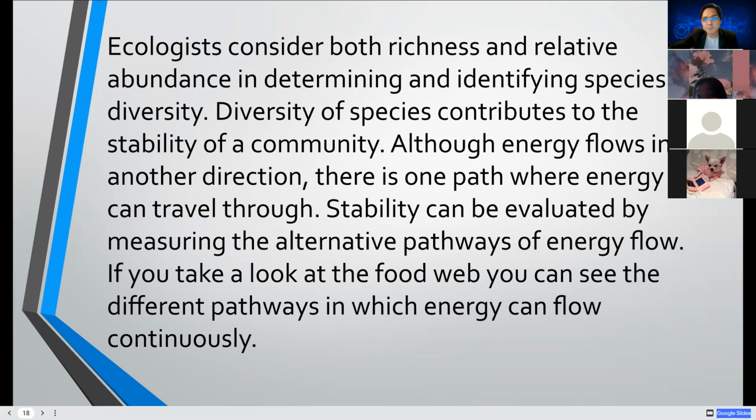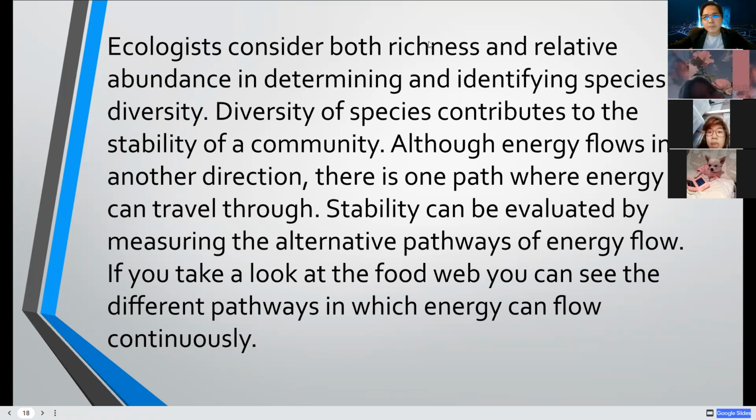Diversity of species contributes to the stability of a community. The more diverse an ecosystem is, the more stable it is. When we say stability of a community, it means it can stand alone without interruption. Although energy flows in another direction, there is another path where energy can travel through. Stability can be evaluated by measuring the alternative pathways of energy flow. If you take a look at the food web, you can see the different pathways in which energy can flow continuously.